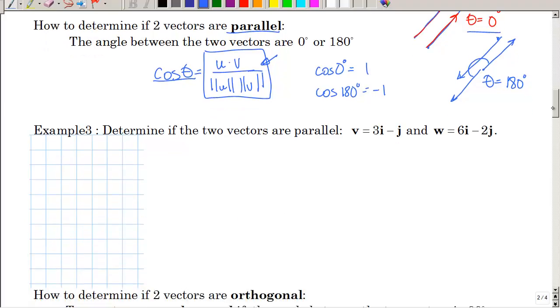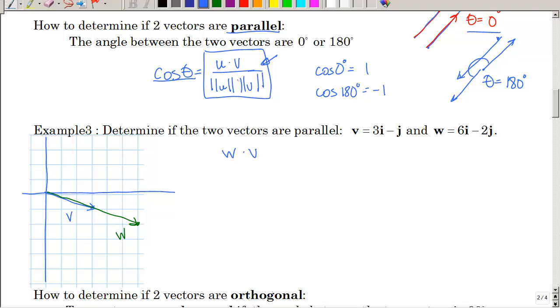We're going to determine if these two vectors are parallel. Again, you don't have to graph it. I just think that sometimes looking at a picture will help you go, I understand that. So let's just sketch those graphs. Vector v is over 3 and down 1. And then w is over 6 and down 2. And since these are position vectors, meaning that they both start at the origin, you can see that they're parallel, right? They're just an extension of each other. But let's verify that.